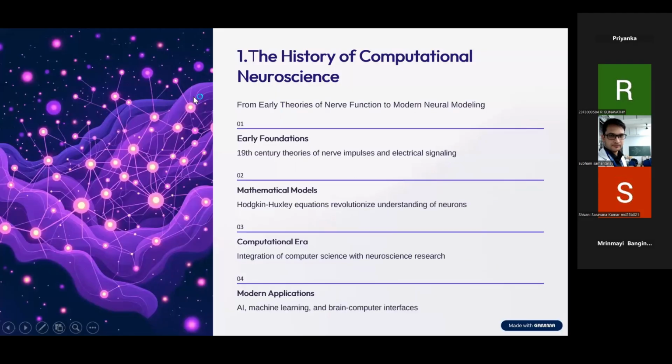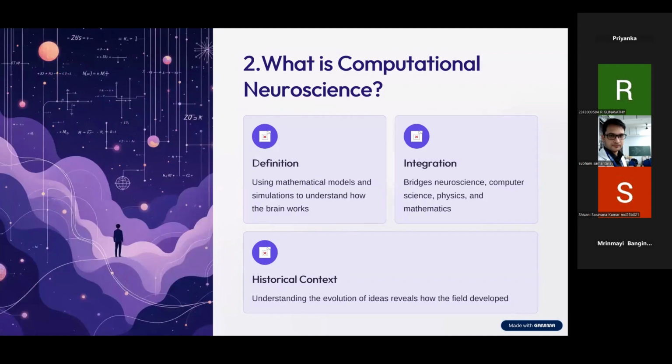Hope you can see my slides. This PPT is on the history of neuroscience. I'll talk about the early foundations in the 19th century, then mathematical models, and then the second half of last century, when the computation era began, and then now we have a lot of modern applications and developments.